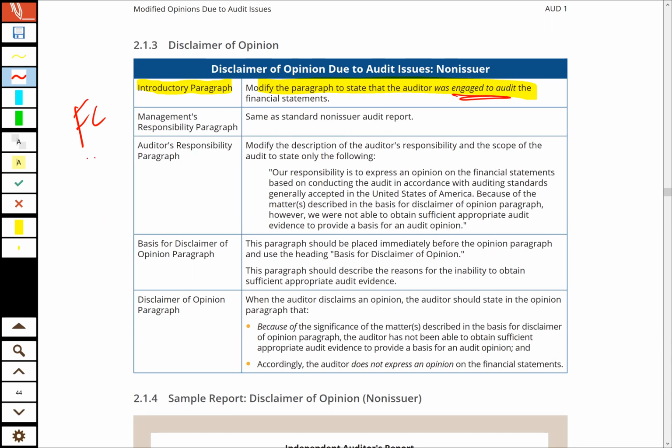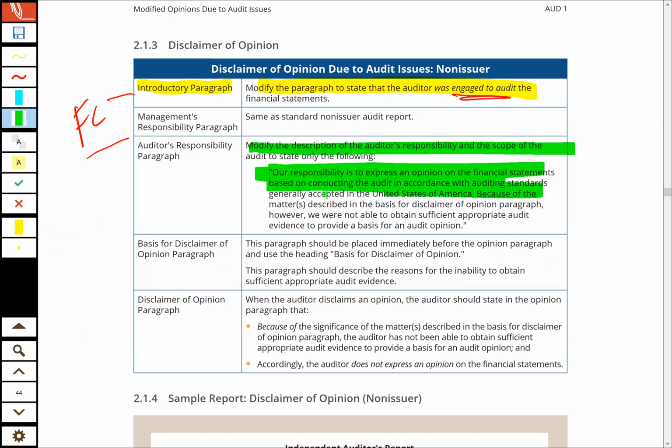Management's responsibility paragraph does not change. Auditor's responsibility paragraph, okay? And what I want you to do is highlight this in flashcard, this whole thing.